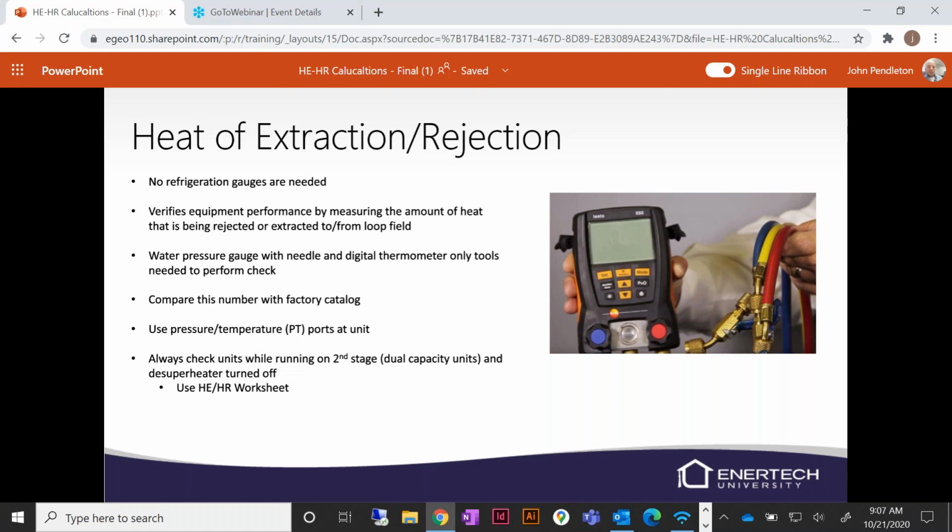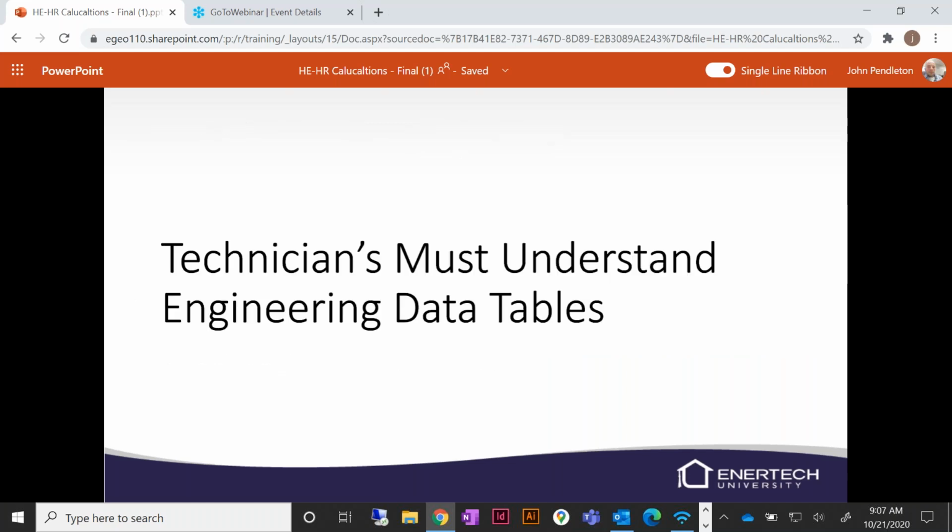We would recommend that you do run the unit in second stage if it's a dual capacity unit. We do have a lot of numbers at part load in the manual, but we would always recommend that you run it in the Y2 second stage of the compressor. You can turn the desuperheater off, you can leave it on. Some of the manuals will have the heat of extraction, heat of rejection with the desuperheater on. Usually the desuperheater will rob 3,000 to 5,000 BTUs from the total heat of extraction or rejection.